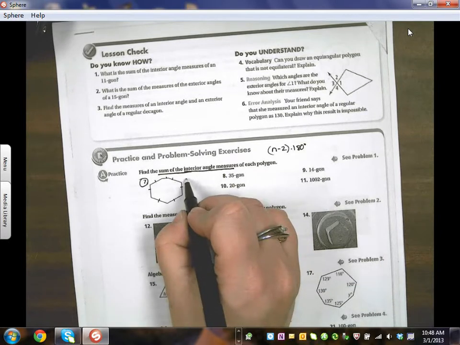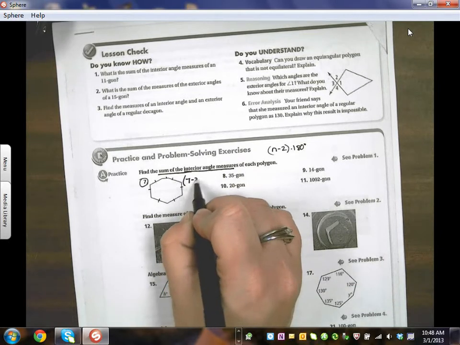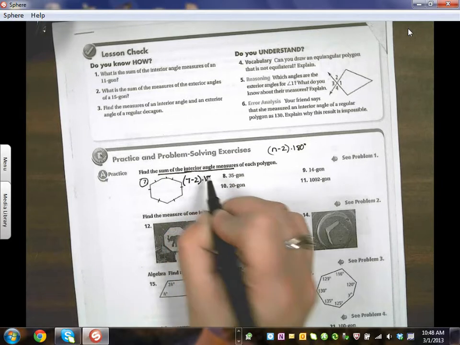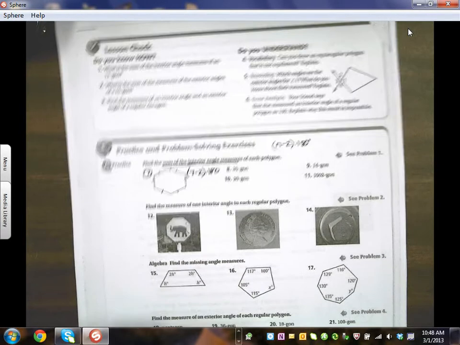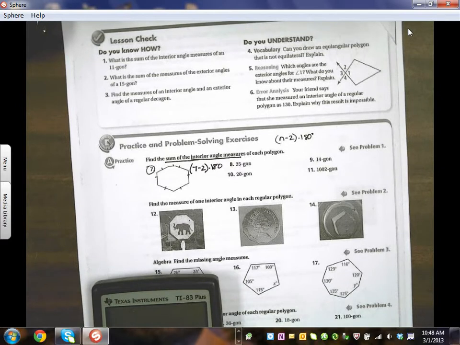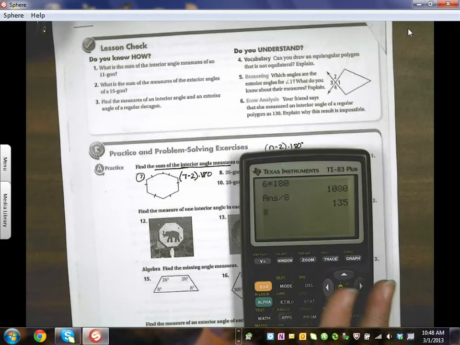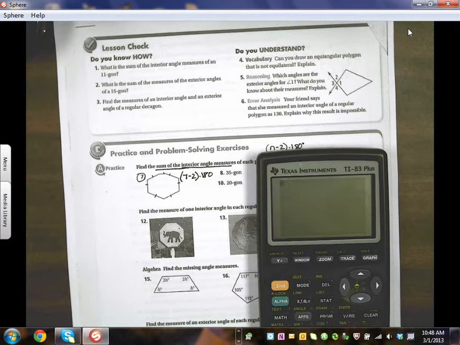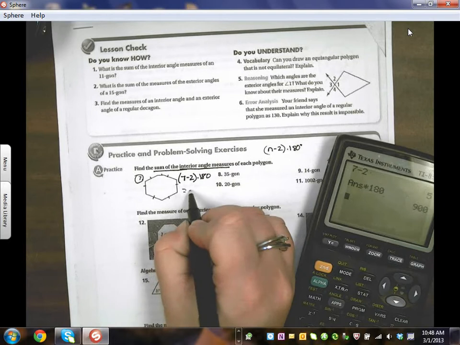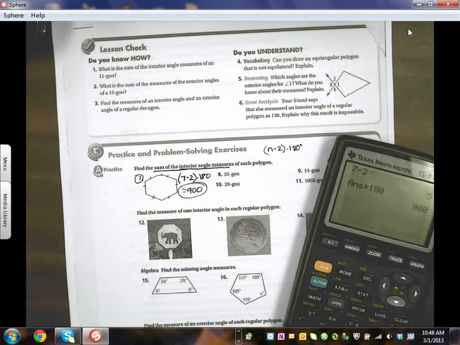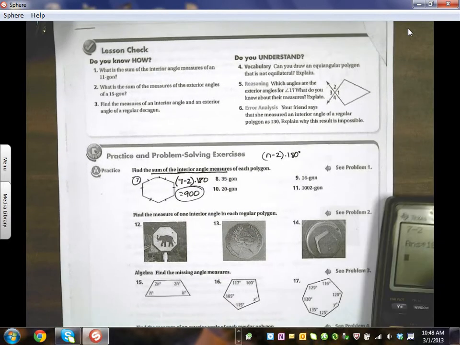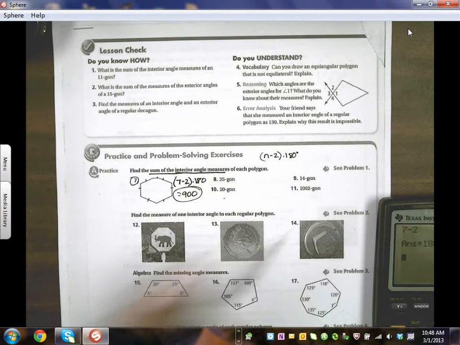So I'm going to put 7 in for n, subtract 2 times 180, and you can use your calculator, obviously. You may or may not need a graphing calculator for this. It won't be necessary. So 7 minus 2 is obviously 5, right? Times 180, and we know that equals 900. And that's all I want there. I just want to know the total for each of the angles. And I have a feeling that with all of these, you guys can handle that.